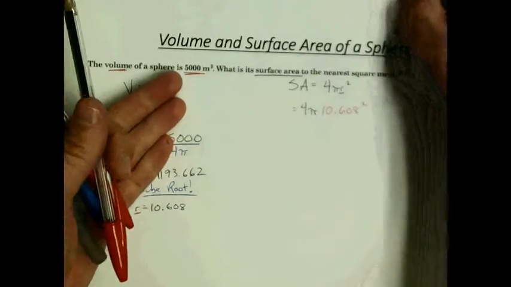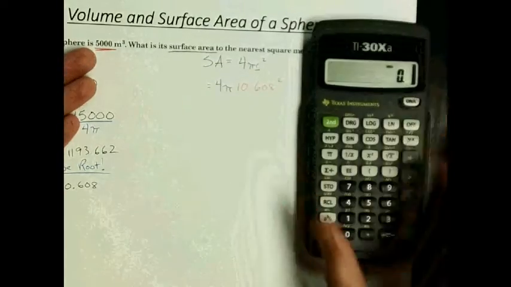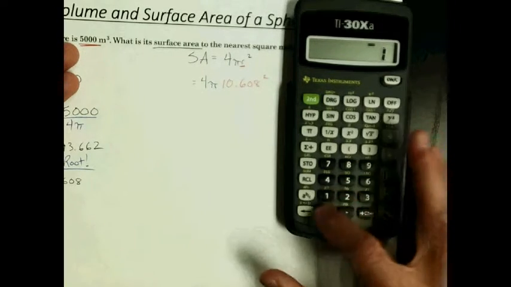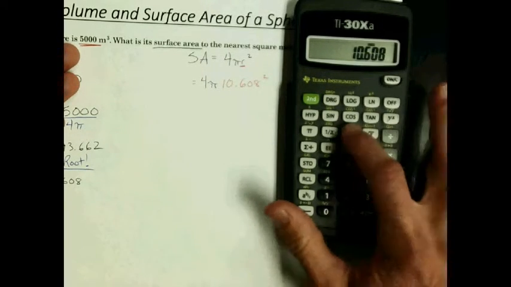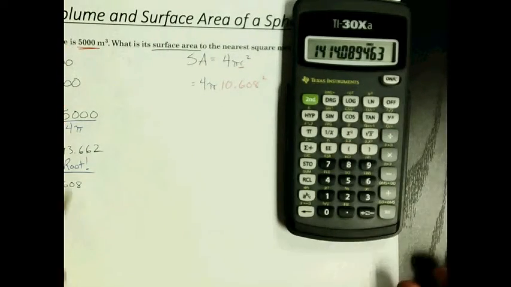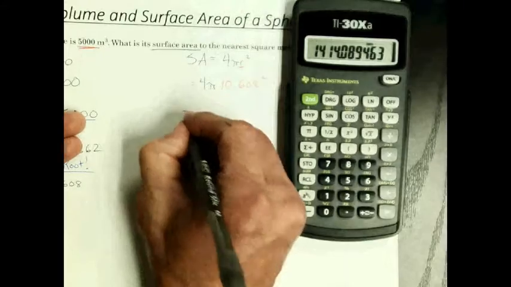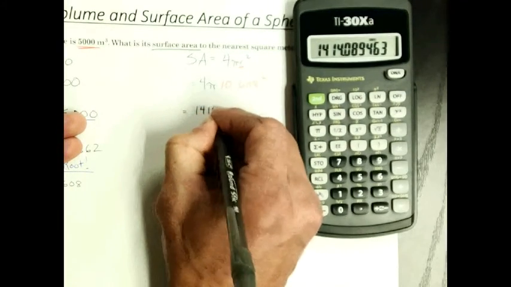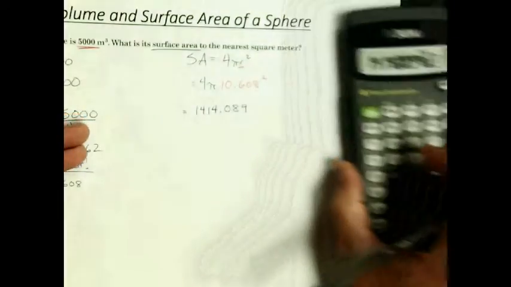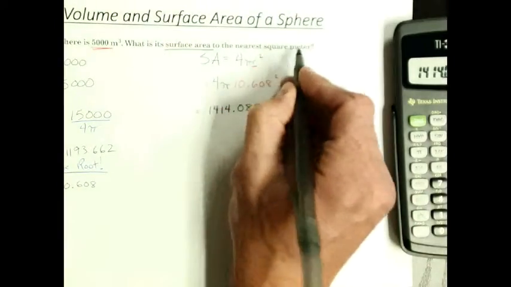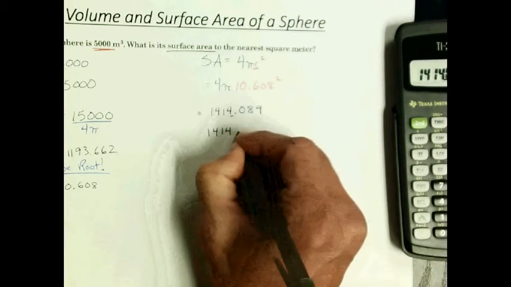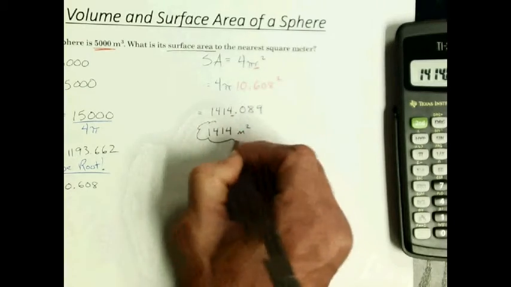So some quick calculator work, and I'm wrapping this video lesson up. 10.608 squared times 4 times pi, boom. There is our surface area. So we have 1414.089, and the directions read to the nearest square meter, so 1414. Square meters, that's what we got, 1414 square meters.